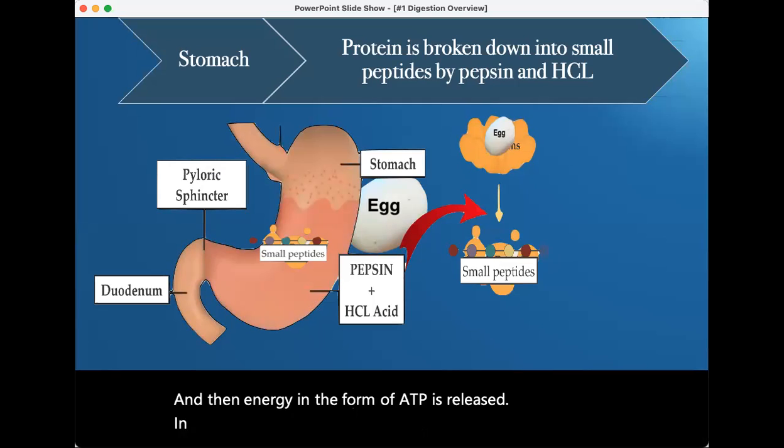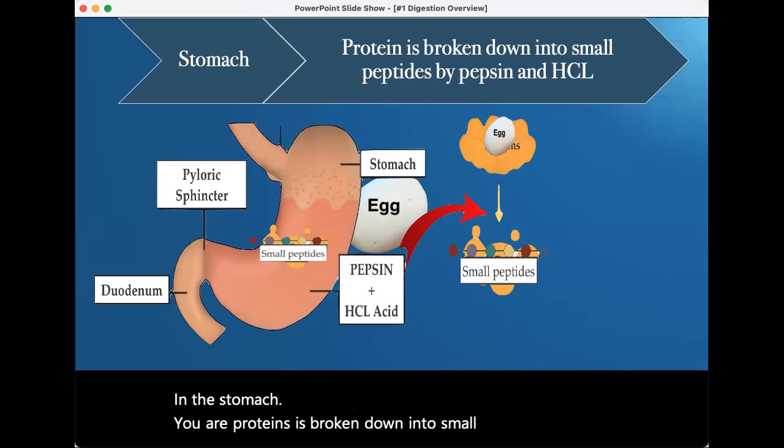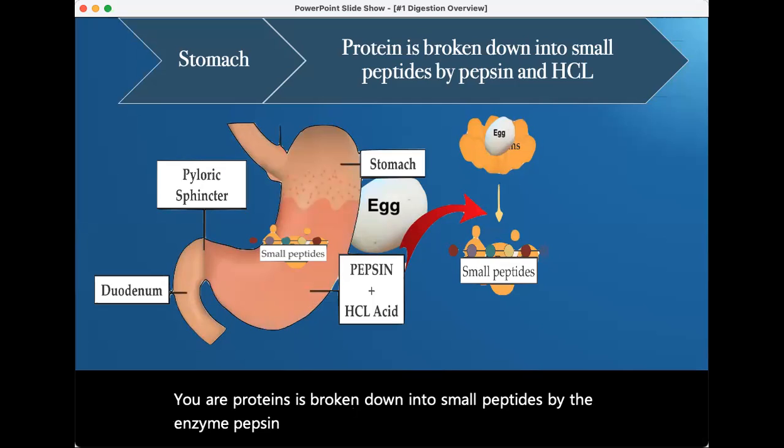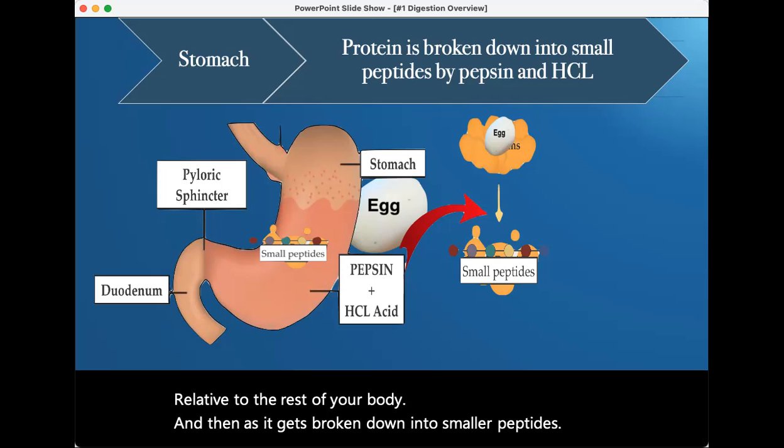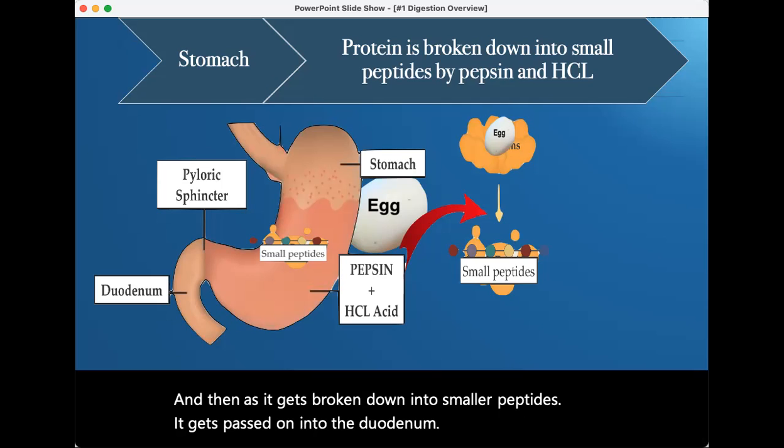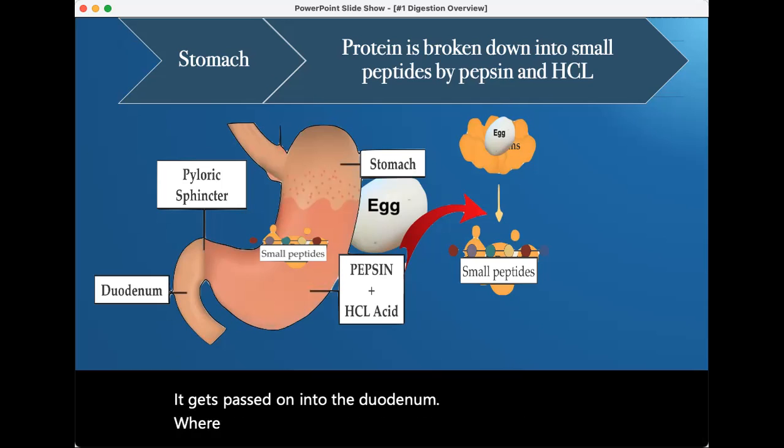In the stomach, proteins are broken down into small peptides by the enzyme pepsin and hydrochloric acid. So in order to digest proteins, your stomach needs to be acidic relative to the rest of your body. And then as it gets broken down into smaller peptides, it gets passed on into the duodenum, where the enzyme protease from the pancreas breaks it down into smaller amino acids.